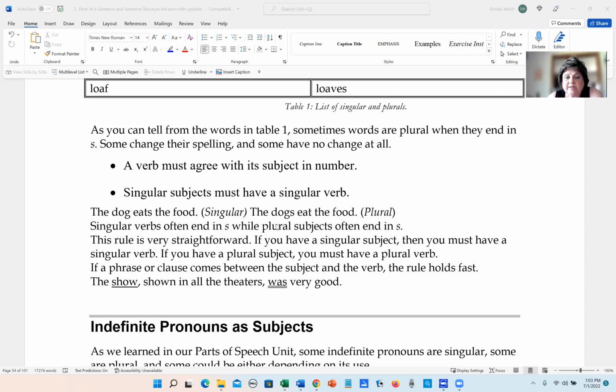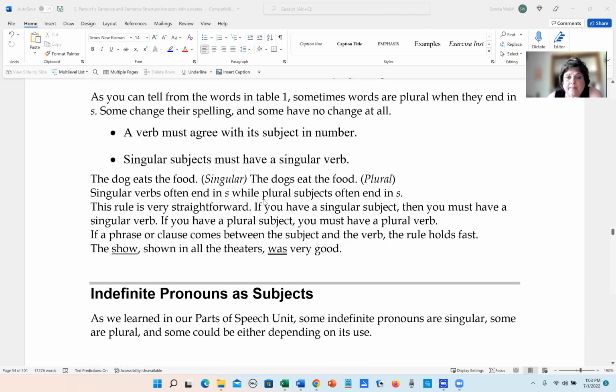Now over here, the dogs eat the food. Here the dogs are plural and they have the S, but the word eat does not, and therefore it is plural. All right, singular verbs often end in S, while plural subjects often end in S.